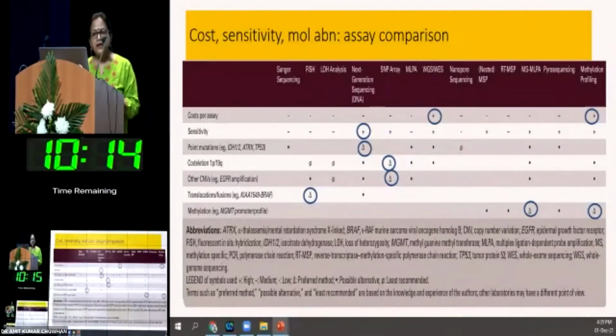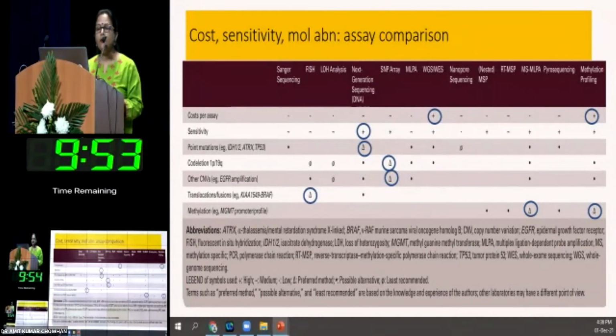If we were to compare the cost, sensitivity, and molecular abnormalities which are assessed by each assay, the cost per assay is highest for whole genome sequencing, whole exome sequencing, and methylation profiling, precisely because there are multiple steps and also a lot of data which needs to be analyzed. The most sensitive method remains NGS.